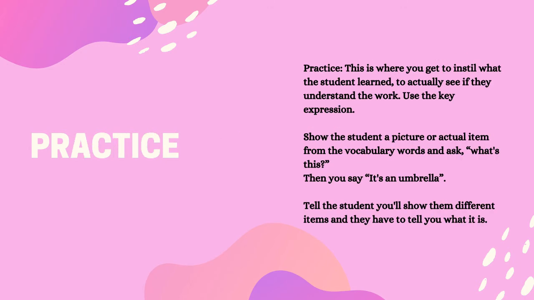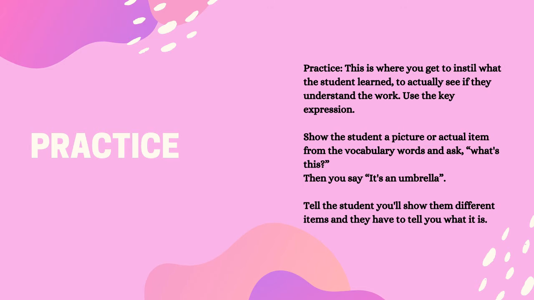Okay, subsection number two, which is practice. So here you're basically instilling what you taught the student or students. This is to see if they actually understand what you taught them. Okay, so now I'll just read off of the slide. Show the student a picture or actual item from the vocabulary words and ask, "What's this?" Then you say, "It's an umbrella." Then tell the student you'll show them different items and they have to tell you what it is.